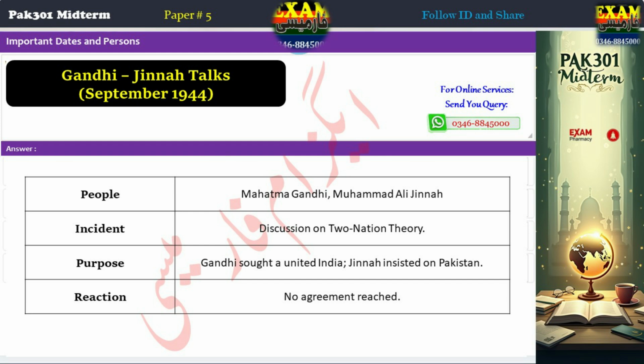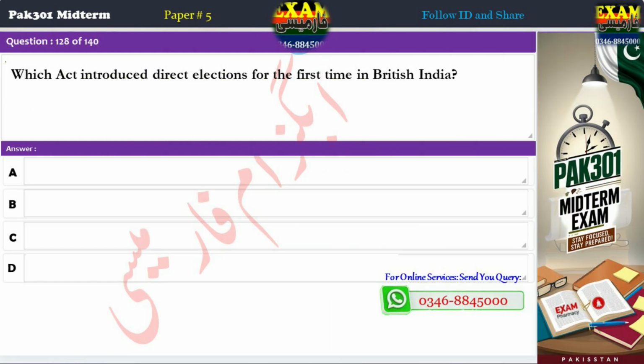Gandhi-Jinnah talks, September 1944. People: Mahatma Gandhi, Muhammad Ali Jinnah. Incident: discussion on the two-nation theory. Purpose: Gandhi sought a united India, Jinnah insisted on Pakistan. Outcome: no agreement reached.